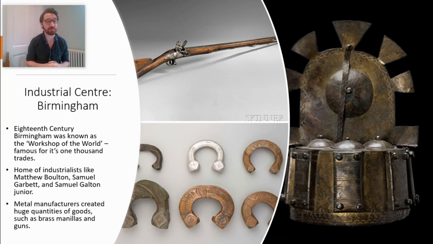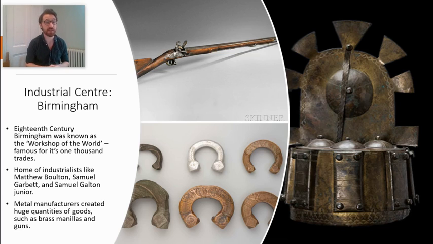In the 18th century, Birmingham is known as the workshop of the world, slightly hyperbolically known as having 1,000 different trades. And it is during the 18th century, when Britain starts to dominate the slave trade, that these industrial centres begin to develop and expand at a rapid rate, much faster than urbanisation had previously taken place. Birmingham's population increases almost 80% over the 18th century. And it becomes known for industrialists who work with metal.